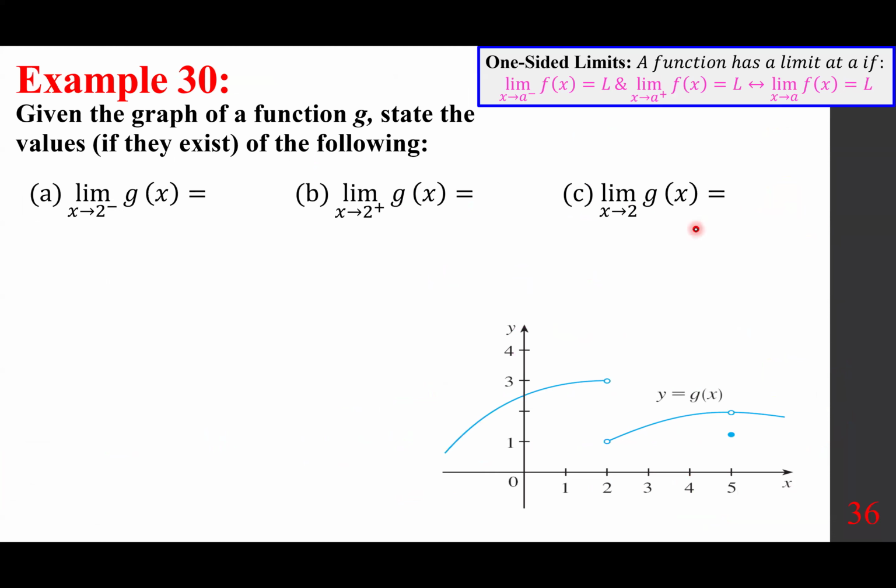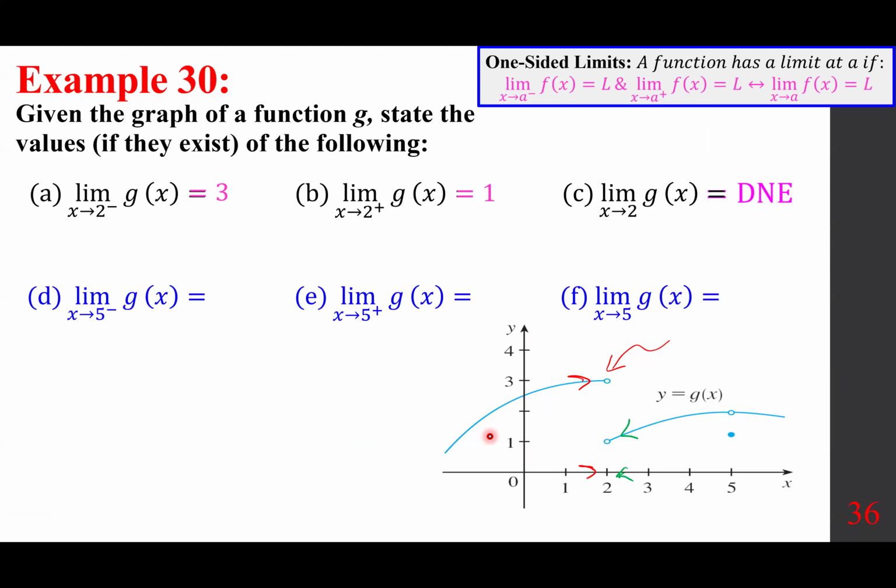All right, we are interested in the limit of g(x) as x approaches 2. That's why we look at the limits from the left side. We are here moving towards this point, and this point has y coordinate 3. From the right side, we're moving here. The answer is 1. The limit doesn't exist because they are not identical.